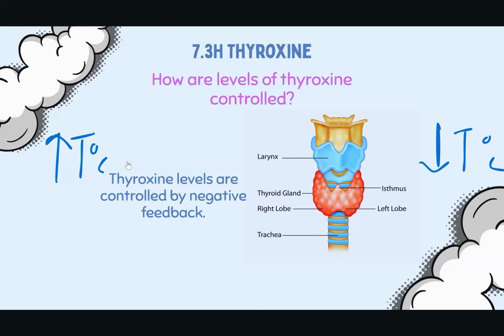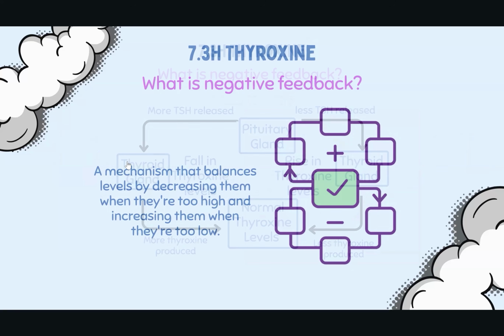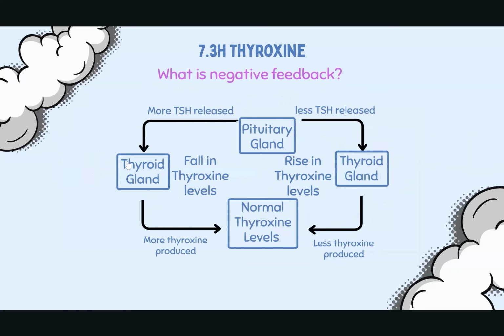So there's a few things that our body maintains and thyroxine is one of those. So I've already explained this: a mechanism that balances levels by decreasing them when they're too high and increasing them when they're too low. That's what negative feedback is. And this I've explained as well on that previous slide.